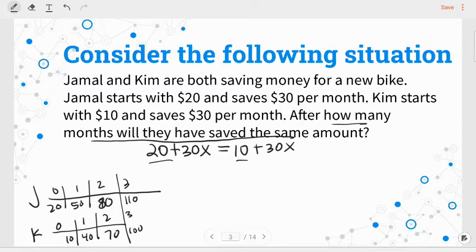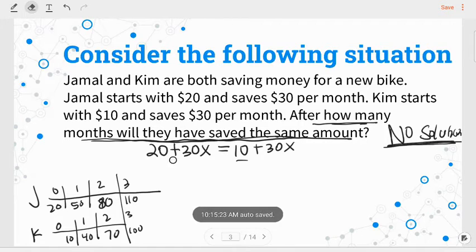Because Kim started with $10 less and they're adding the same amount each time. This type of equation is what we say has no solution. We can't find the number of months that they will have the same amount because they're never going to have the same amount. Now, if I didn't recognize that and I was just solving my equation, notice what happens.